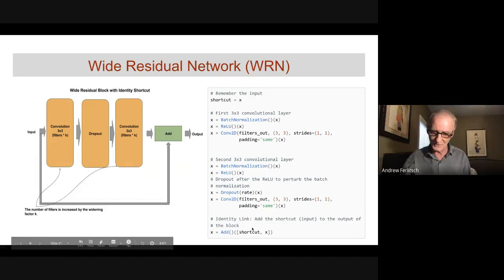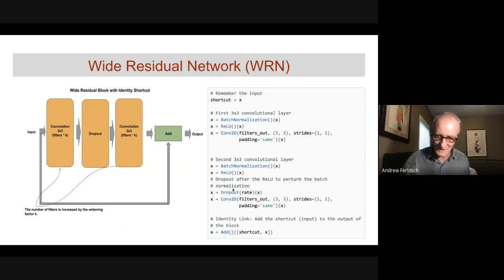Again, just a quick code snippet here. You can see the first 3x3 convolution. You can see the next convolution here. And you can see that between the ReLU and the second convolution, that is where they said to put the dropout, and there is their dropout.